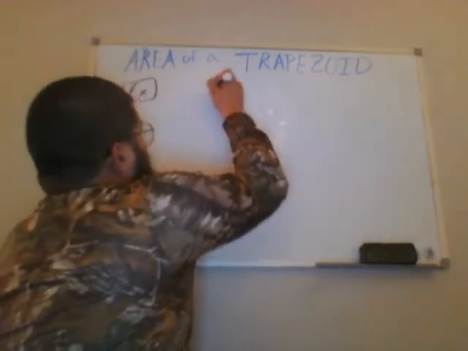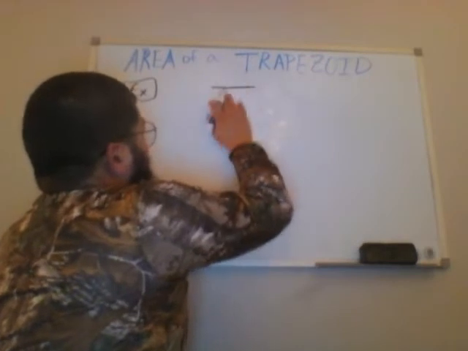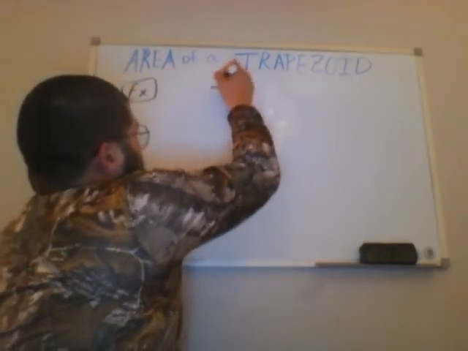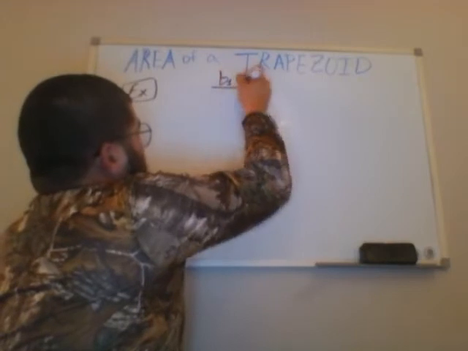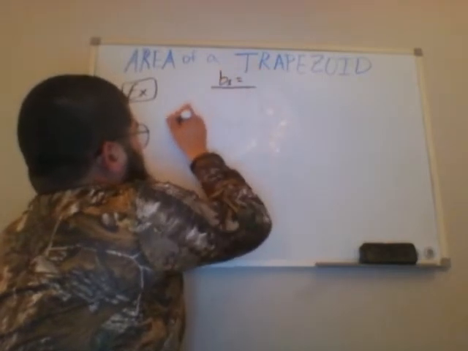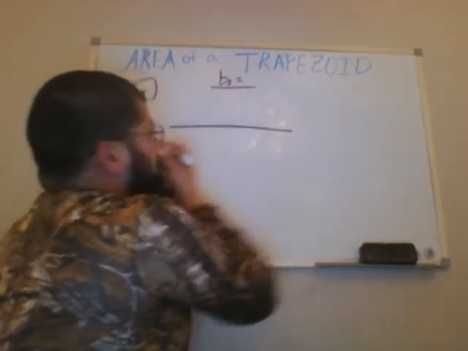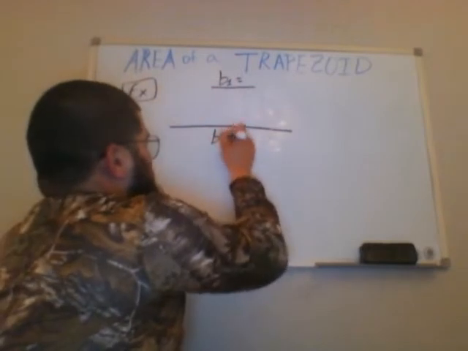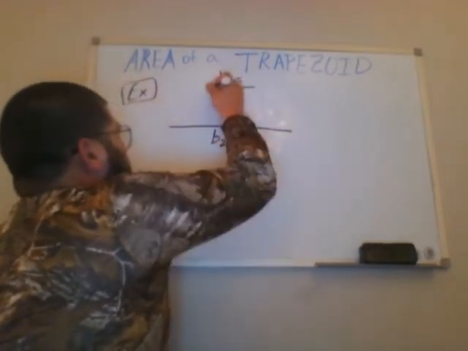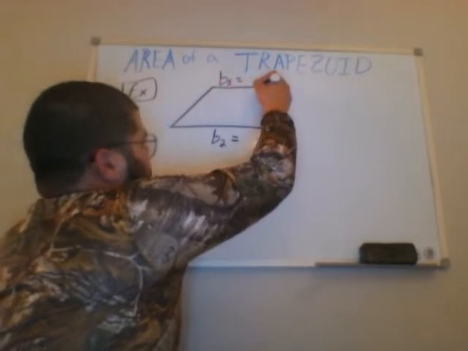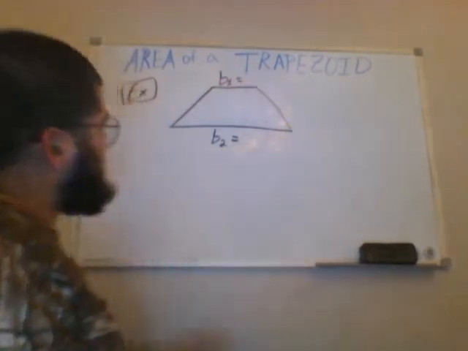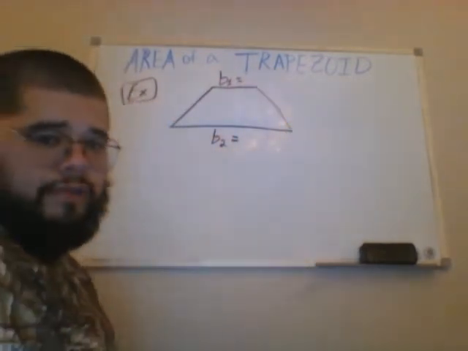Okay. So we've got our top base 1. Remember, that's base 1. And then we've got base 2. Draw it kind of bigger. Base 2. This is base 2. And we're going to go ahead and connect these. And when we connect these, we have our trapezoid. Okay.